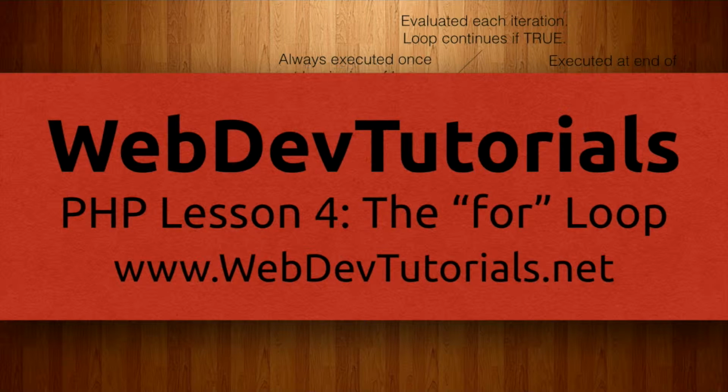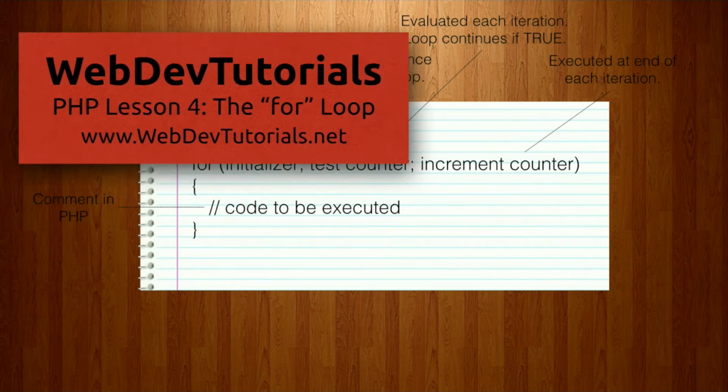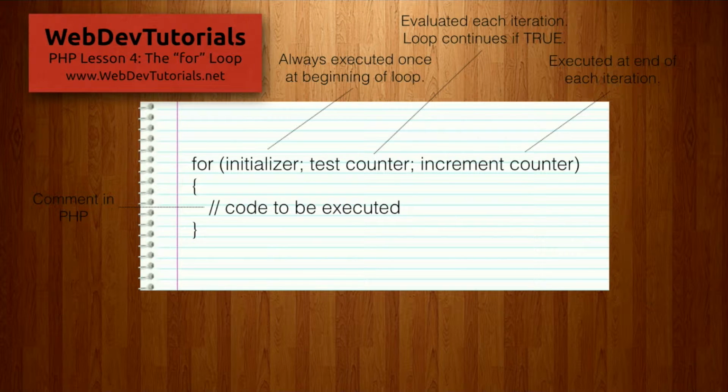Sometimes in programming, you want to repeat an action over and over again, maybe even millions of times. We can do this in PHP using loops. The for loop executes a block of code a certain number of times. Take a look at the syntax.